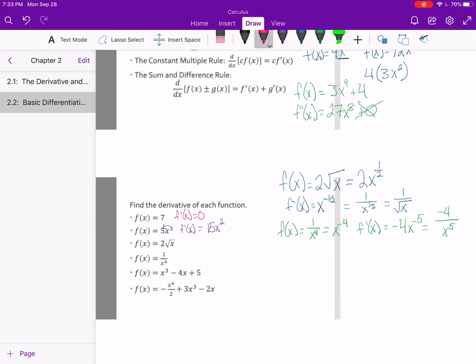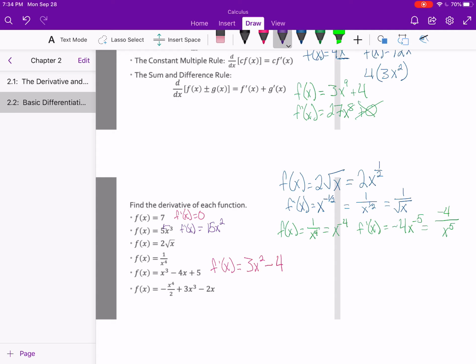All right, f of x equals x cubed minus 4x plus 5. So we have a bunch of things being added or subtracted, so our derivative is the derivatives added or subtracted. So here we have f prime of x. The derivative of x cubed is 3x squared, the derivative of 4x is just 4, and the derivative of 5 is 0, so I can leave that off.